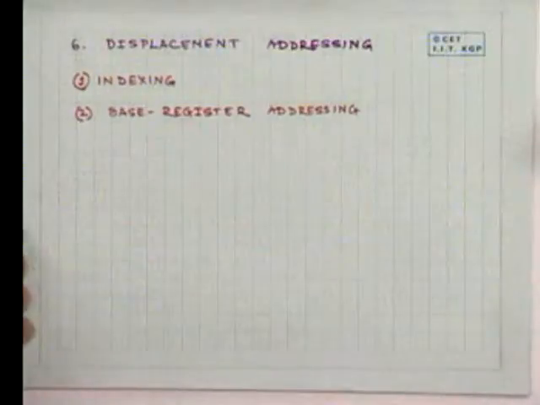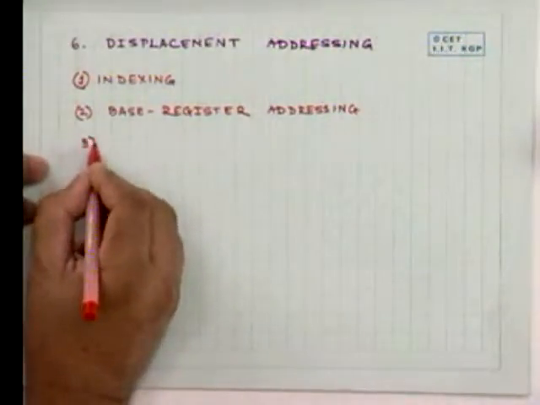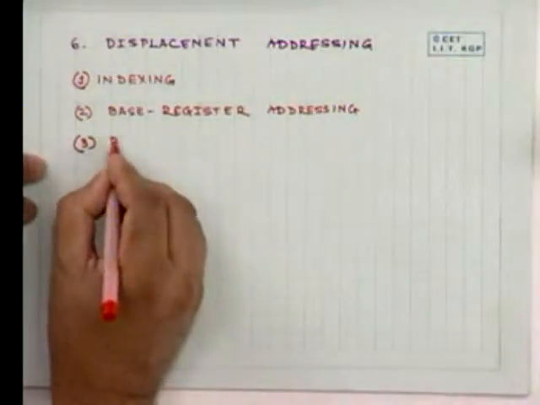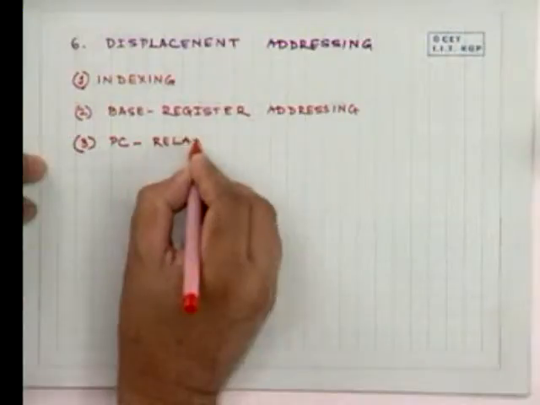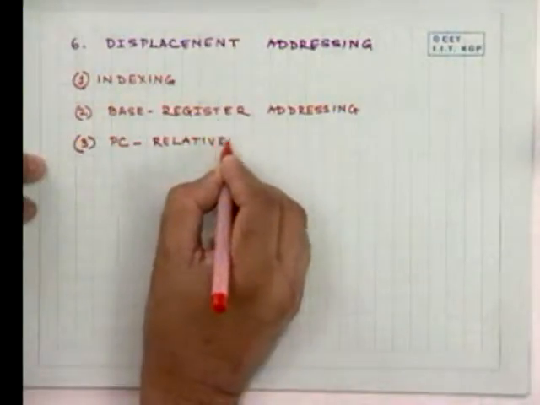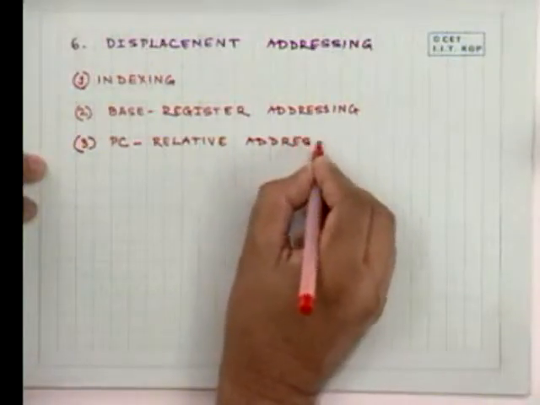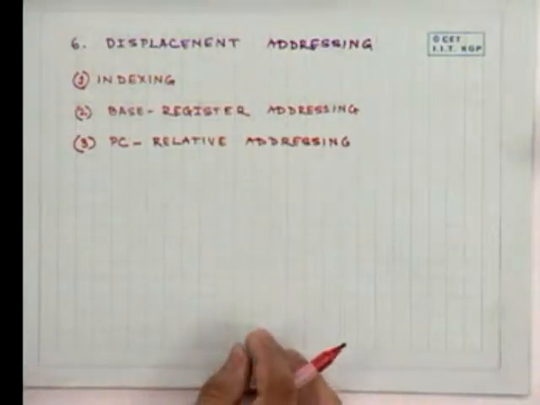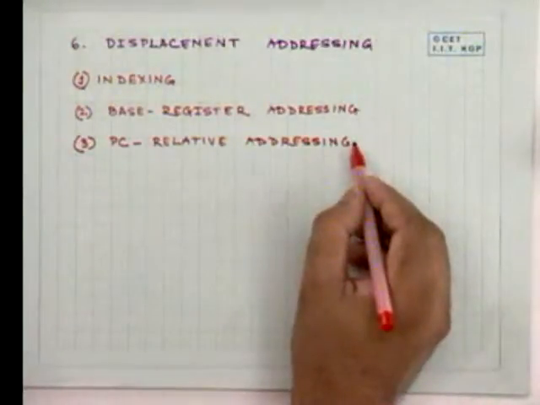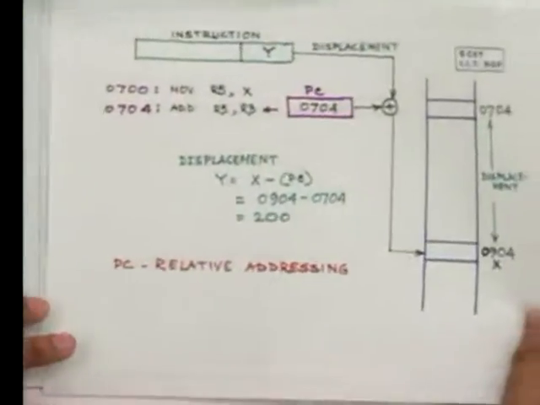And the third one that we will discuss is PC relative addressing. Here the displacement is specified in terms of the program counter itself. Let us take an example.